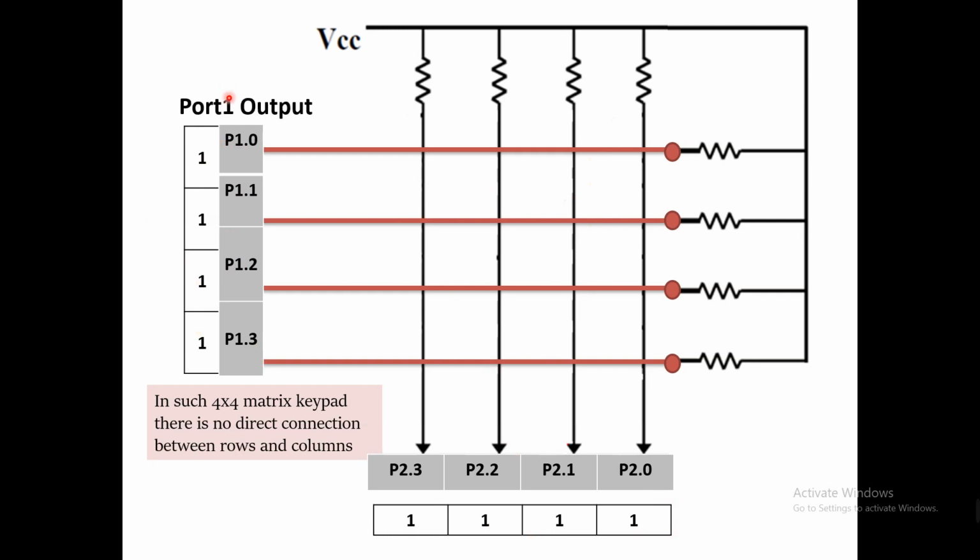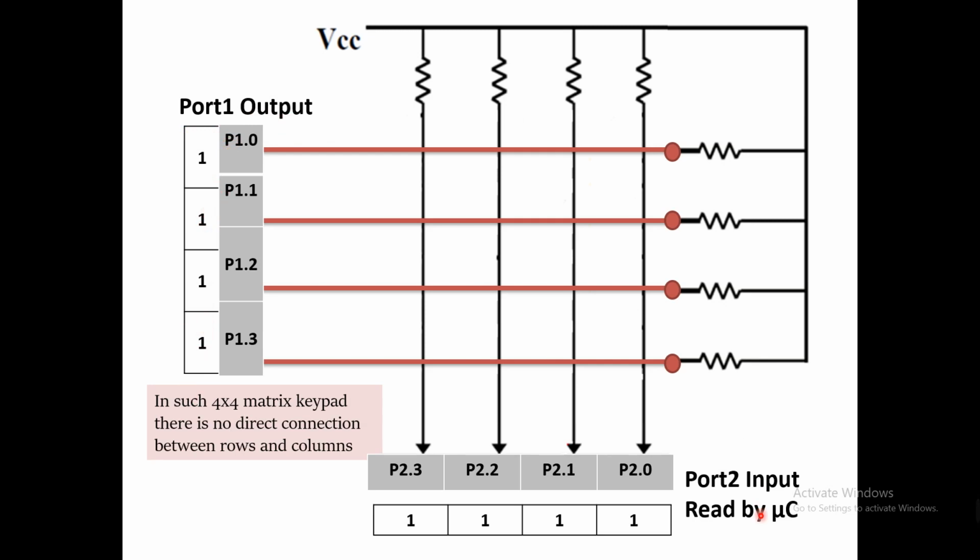Now make port 1 the output port, port 2 the input port. Port 2 input means read by the microcontroller. So this value will be read by the microcontroller. So this one is the input port for the microcontroller. These are the output port in the sense that the microcontroller will send value 0 here, can send value 1 here. Please remember, port 1 is the output port and port 2 is an input port.